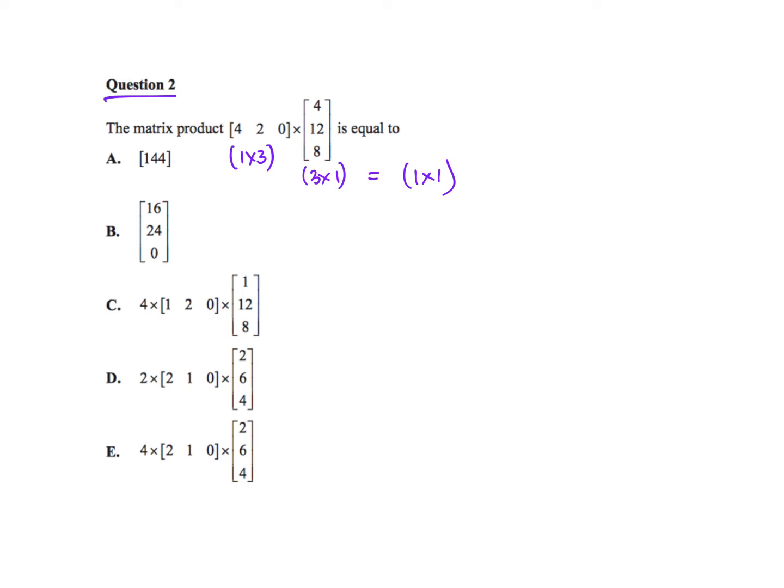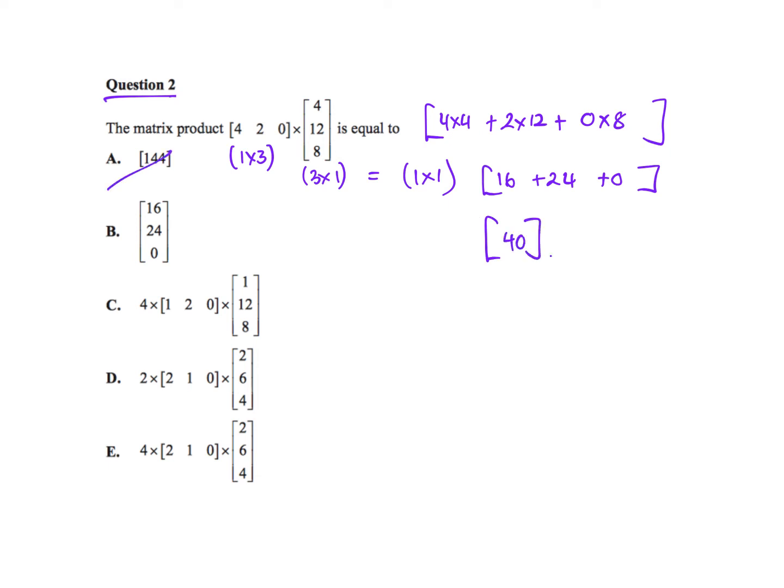If we did this, so we're going to get a 1 by 1, we would have 4 times 4 plus 2 times 12 plus 0 times 8. So that would equal 16 plus 24 plus 0. What does that equal? 40. So is that the first one? No. So that's not our answer. We need something that equals 40. This one is definitely not the answer.